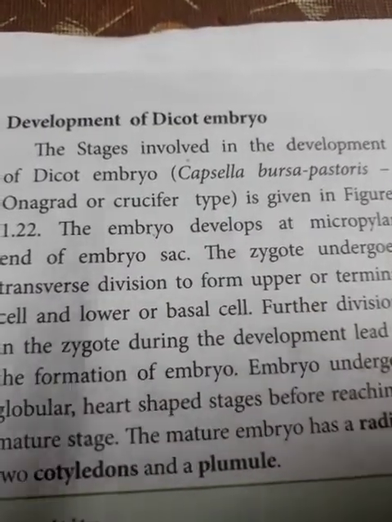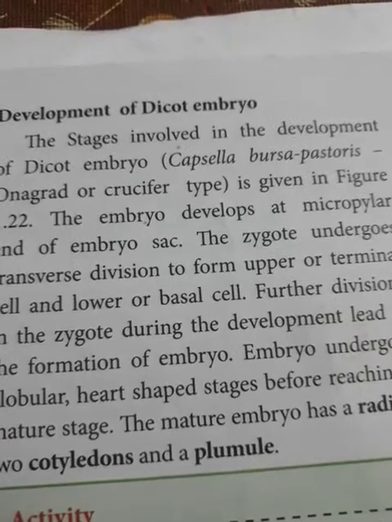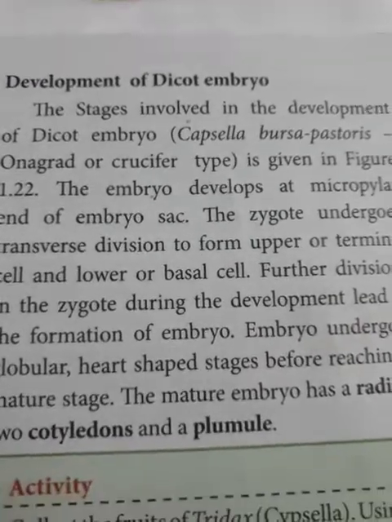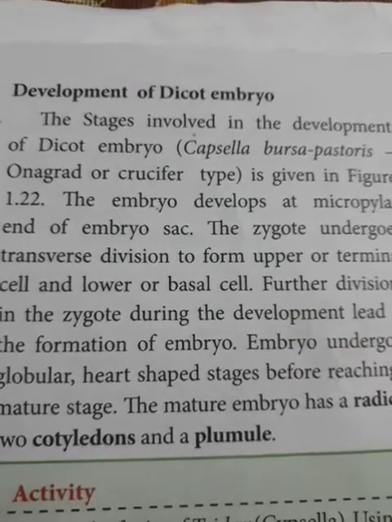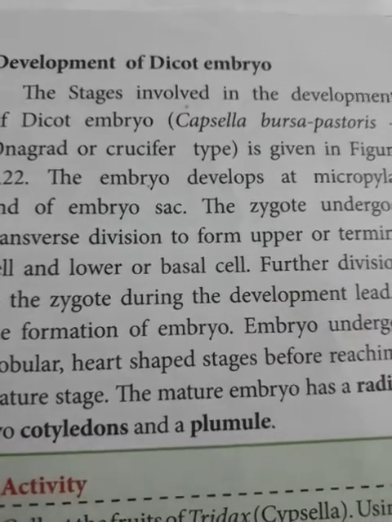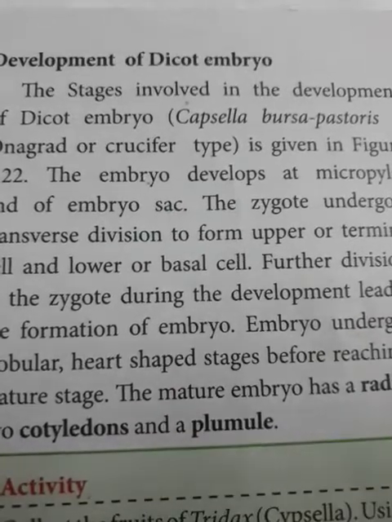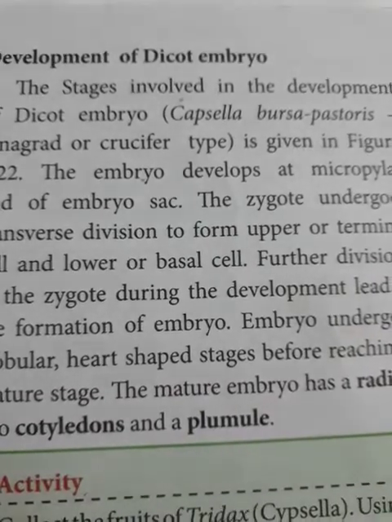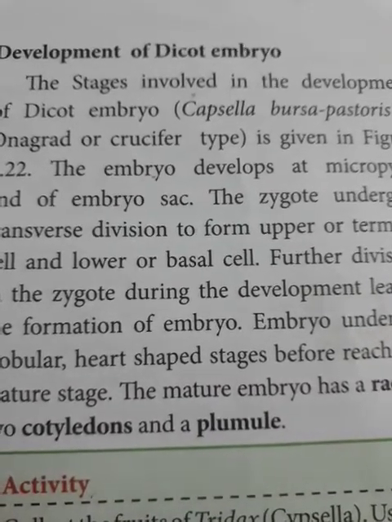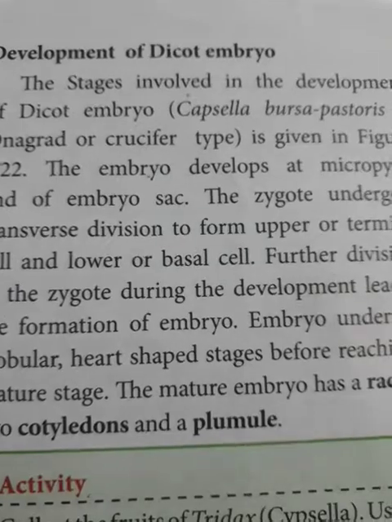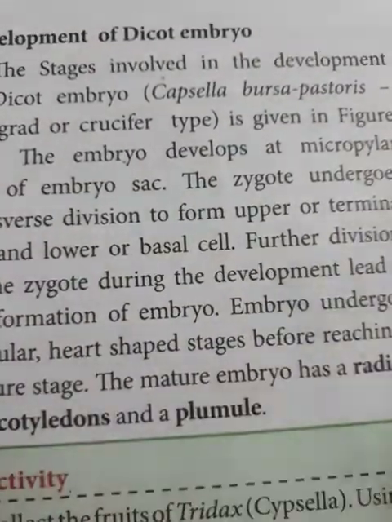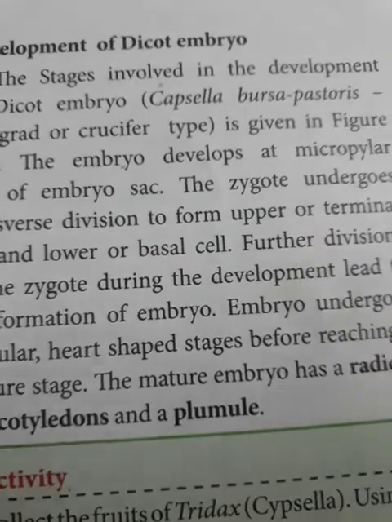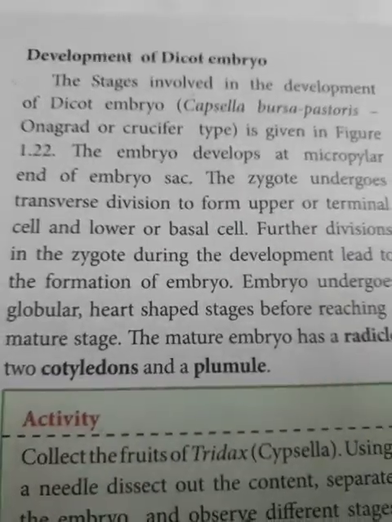Now, next part we are going to discuss is the development of the dicot embryo. The stages involved in the development of the dicot embryo are shown in the figure. With the figure we will be discussing. The embryo develops at the micropylar end of the embryo sac. If the question asks why embryo development takes place at the micropylar end, it is because the egg is present only at the micropylar end, and after fertilization the egg develops into the zygote, which ultimately develops into the embryo.